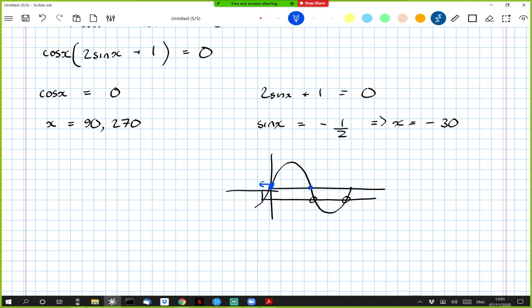So here we're going to do the same. To get lower down the hill, we're going to walk 30 degrees in that direction. So 180 plus 30 is 210. And again, we're at the bottom of the hill here. We're going to walk backwards like that, 30 degrees. So 360 take 30 is 330 degrees. So our solutions in order: x equals 90, 210, 270, and 330 degrees.